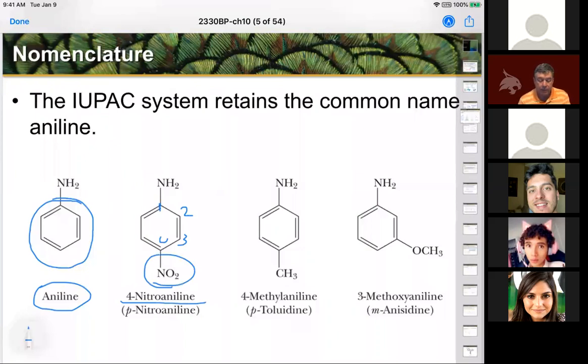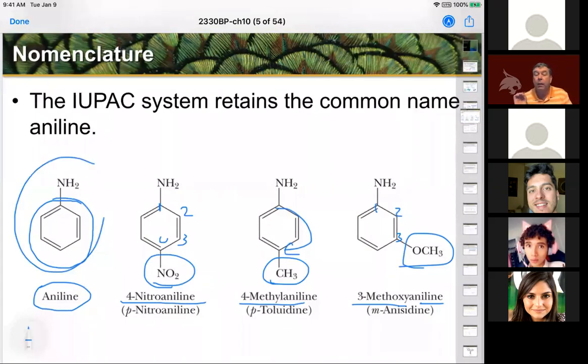And if we have a methyl group on there, we do it the same way. We number it around, 3-methylaniline. And if we have any other group there, we just show the position as 1, 2, and 3, 3-methoxyaniline. So this is a special name for our aromatic amine, and that retains its common name in the IUPAC system. So you'll name it for the aniline if you see that functionality.